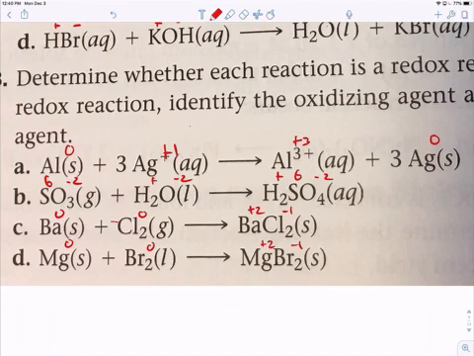This is called combination. These two things are combined in one. If one of them changes, if two or more species, two or more atoms change their oxidation state, it's a redox reaction.